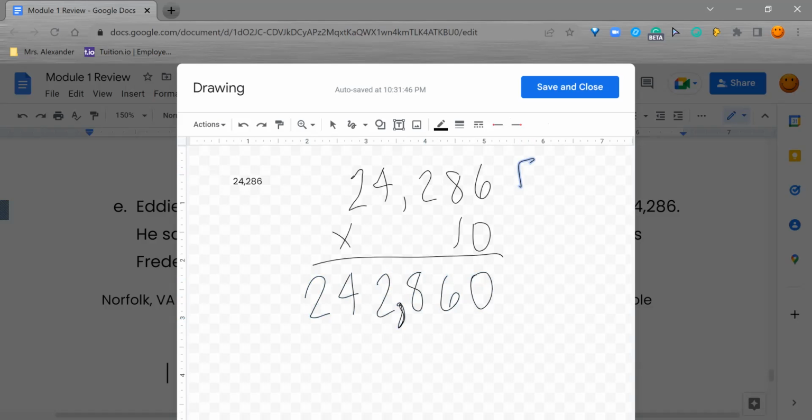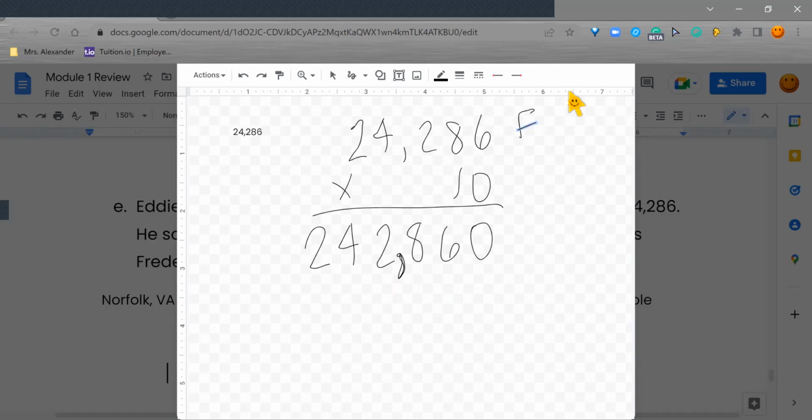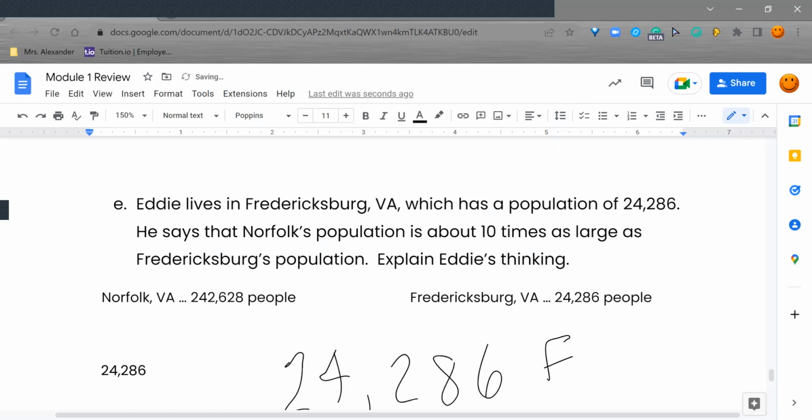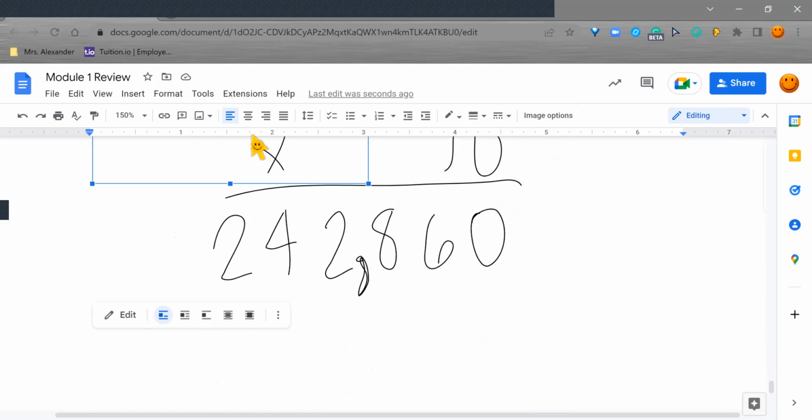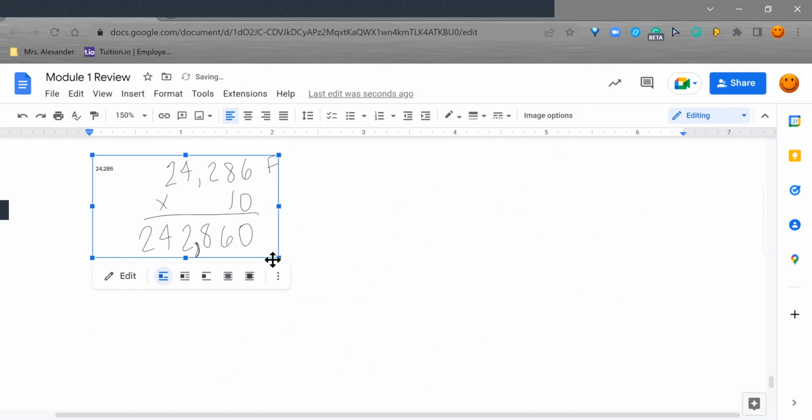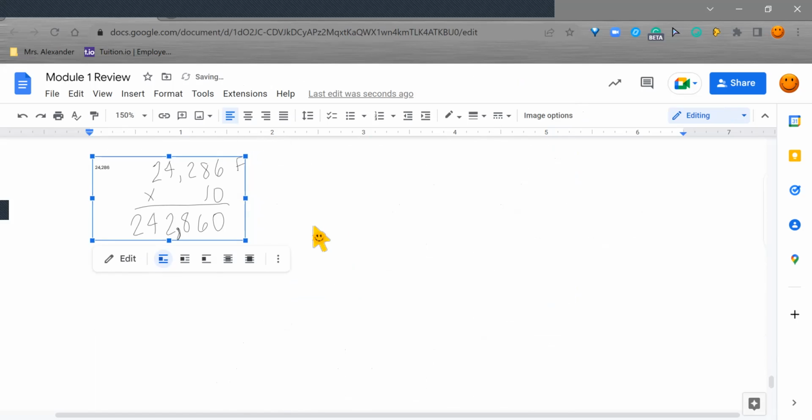So we know this is Fredericksburg, and we're multiplying it by 10. So I'm going to go ahead and hit Save and Close. Hit Enter when that happens. I'm going to come right here. I'm going to make this a lot smaller. For some reason, it decided to be big, and that's okay.